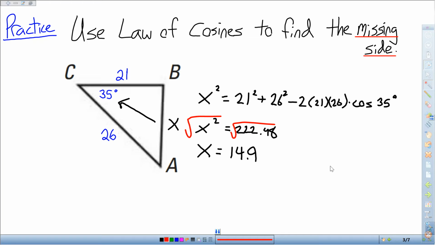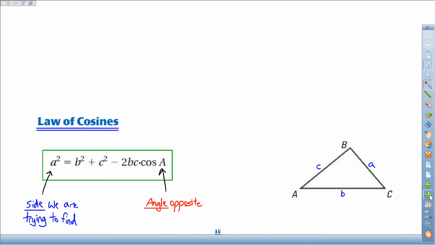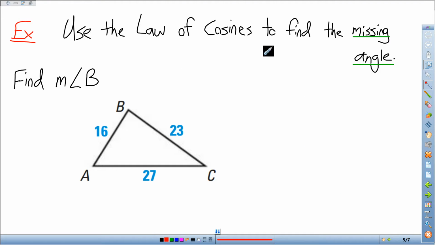The other thing we're going to look at today is finding missing angles using the law of sines. This is a little bit trickier, so stick with me on this. All right, so we're going to use the law of cosines to find a missing angle of this triangle. We're going to find the measure of angle B. All right, so go ahead and copy this triangle, and I'll show you the process here.